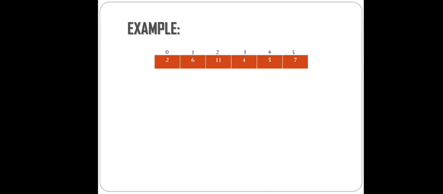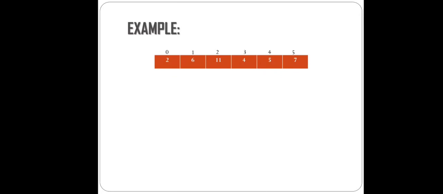So our mid is index 2. So we will divide our original array into the first left sub array from 0 to 2, and the right sub array from mid plus 1, that is index 3 to 5, that is high.